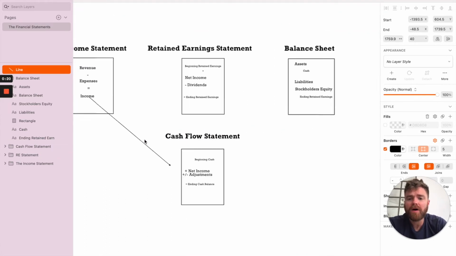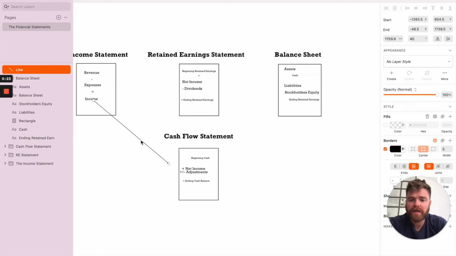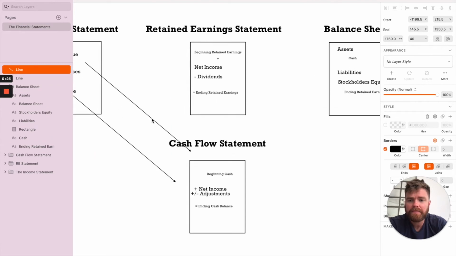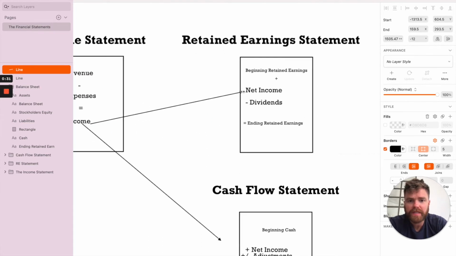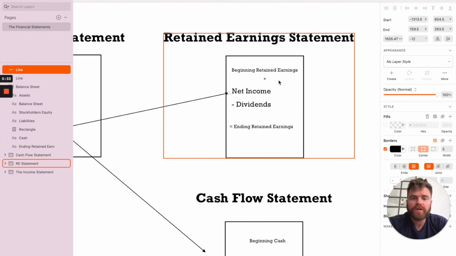Now net income also flows over to what they call the retained earnings statement. Retained earnings, if you don't know, is basically the amount of money corporations keep from year to year. It's kind of like their savings account. The retained earnings statement is calculated with beginning retained earnings, which you start with, you add in your net income, subtract out your dividends, and that equals ending retained earnings.